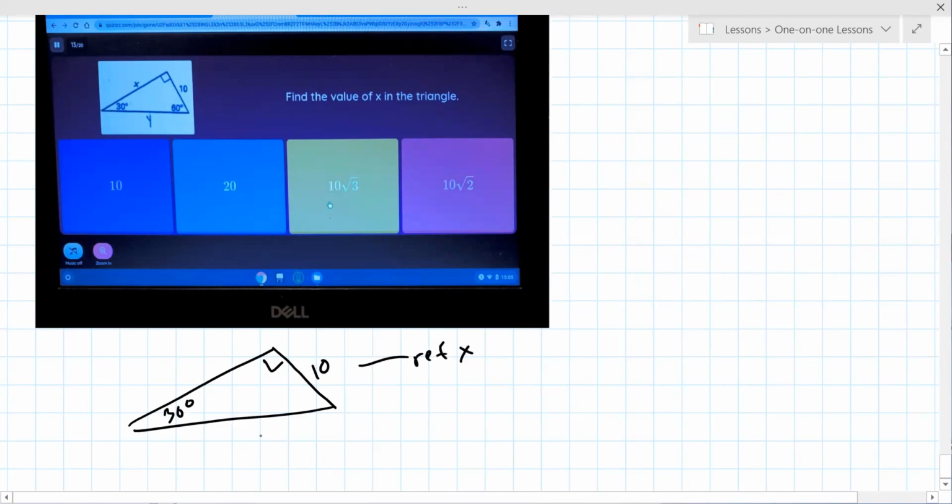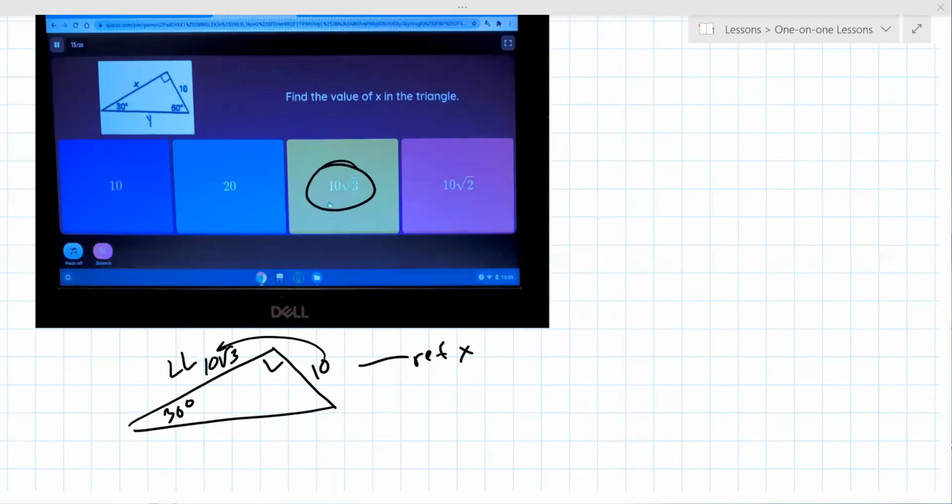So the hypotenuse, which I know it doesn't ask for, it's double that. The long leg is the short leg times the square root of 3. So the long leg here is 10 square root 3 by definition. Okay. And that's just, again, another reference triangle.